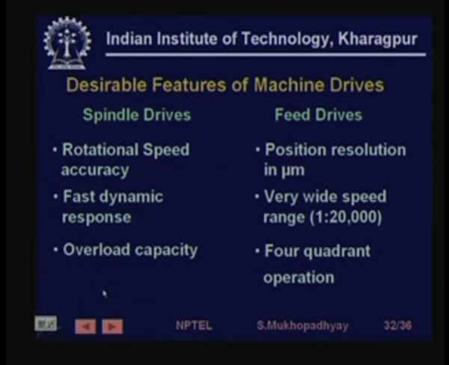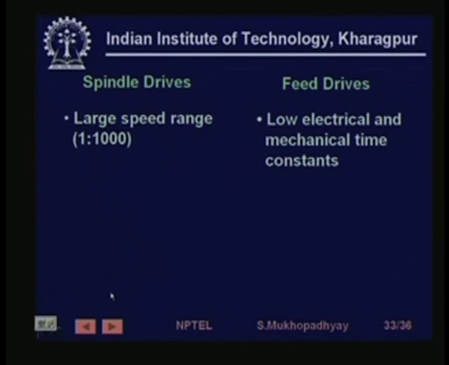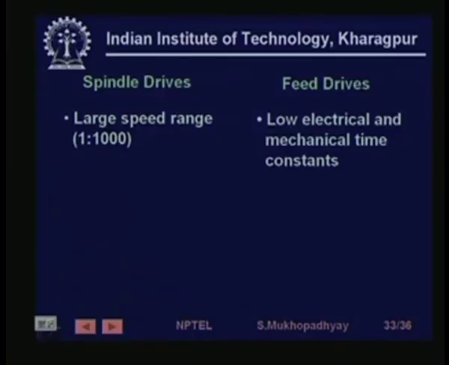Similarly, overload capacity and 4-quadrant operation. For example, feed drives, because they need very good positional accuracy, always have to have 4-quadrant operation, while spindle drives generally do not require that. They have unidirectional motion, 2-quadrant motion is enough, and very high speed braking etc. are not needed at all. But there can be large overloads encountered, especially due to material inhomogeneity. So, while the speed range should be large, it need not be excessively large.